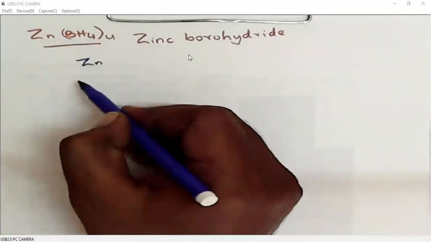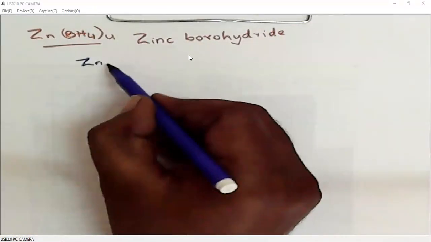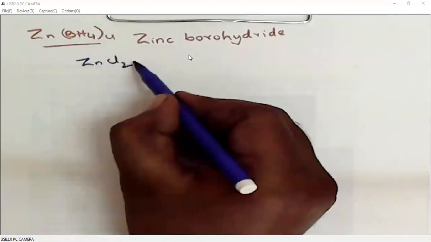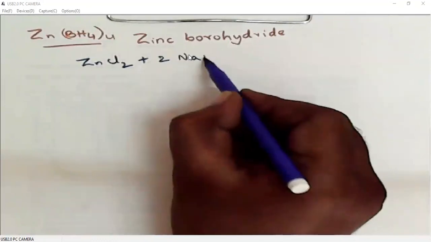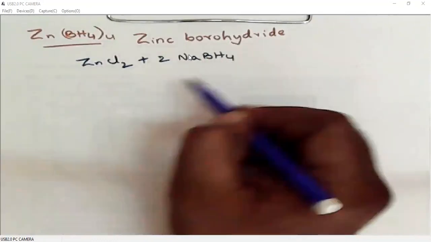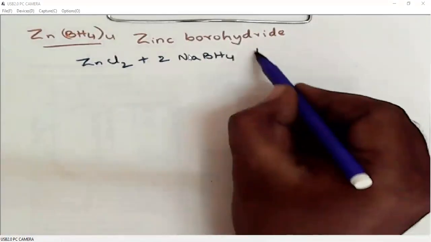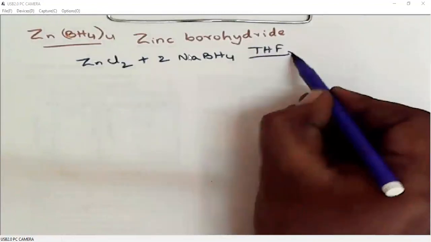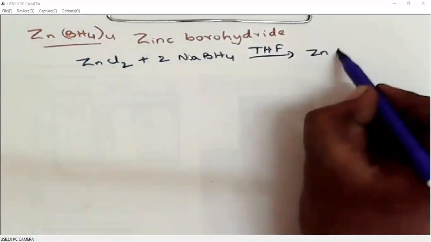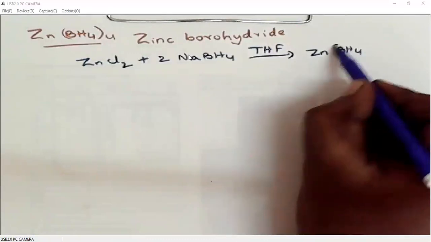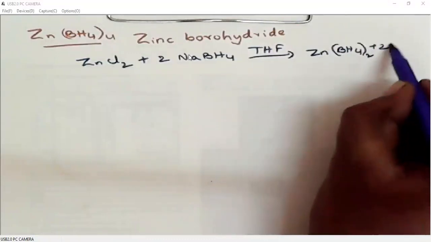Zinc borohydride can be prepared in a similar fashion to lithium borohydride. What we need to do is mix zinc chloride and sodium borohydride. So metal halogen exchange takes place in THF solvent. So what we will get? Zinc borohydride plus sodium chloride.